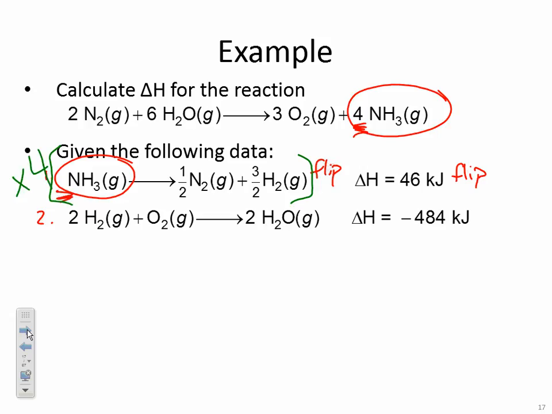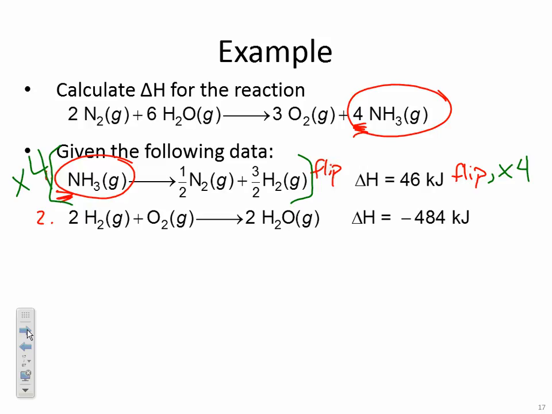Because I need to have 4 times as much ammonia. I only have 1, but I need 4. Which means that I will also have to multiply the delta H value for that reaction by 4. So I need to flip this sucker around and multiply every coefficient by 4. So I'm actually going to do that right now.